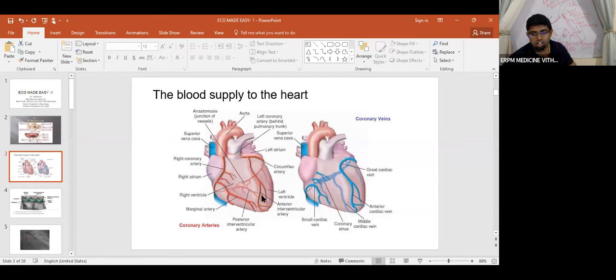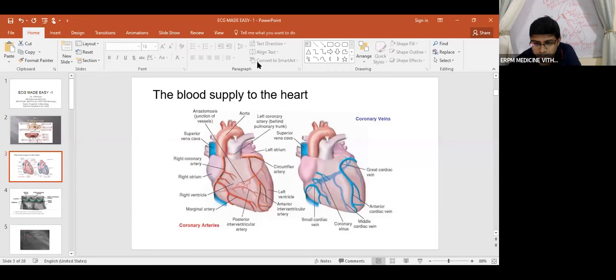Look here, so you can understand from here. If you have a problem with the right coronary artery, the right side of the heart, say the right atrium, right ventricle, and the inferior surface of the heart, these are the parts which are going to undergo ischemia.